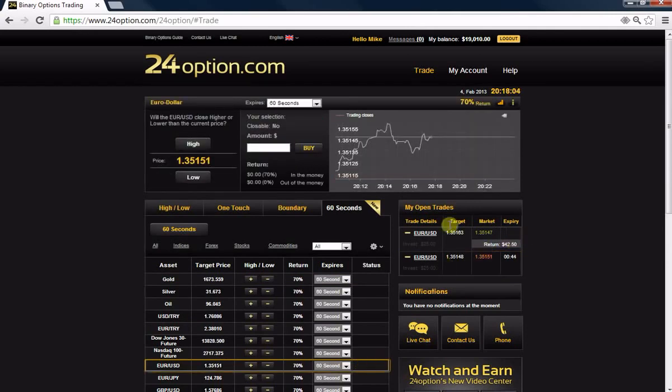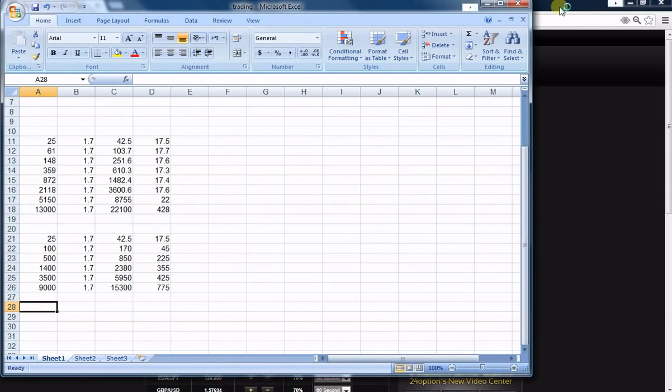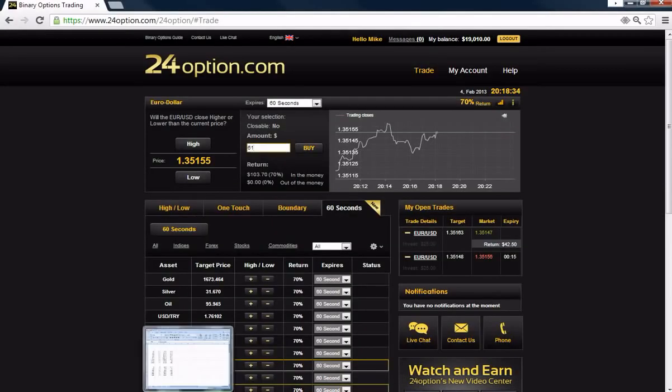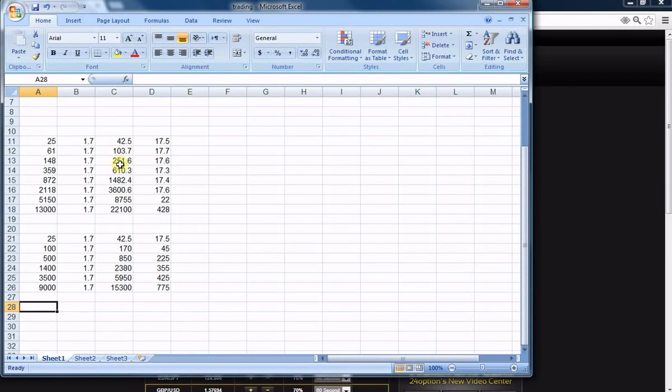Okay, and here we see the status of the previous trade where we won $42.50. This one that we're currently at is 1.35148, 1.35152. Looks like it's hovering around there, but it could change in the next 30 seconds. So we're going to prepare the next trade just in case we lose. That trade is going to be $61, which means we're also going to profit on a 70% return.